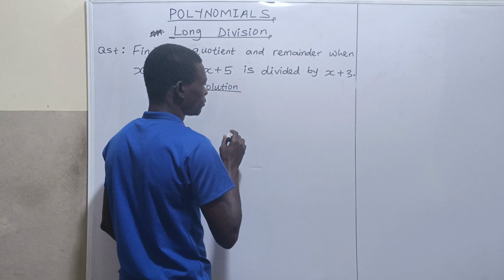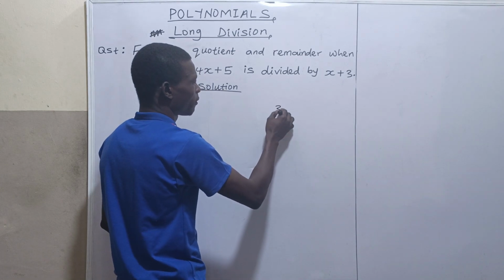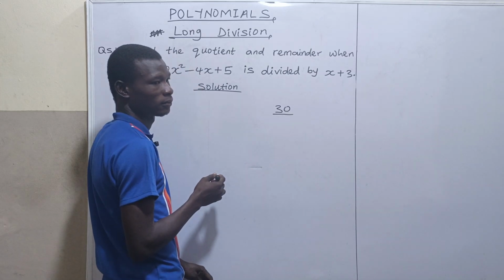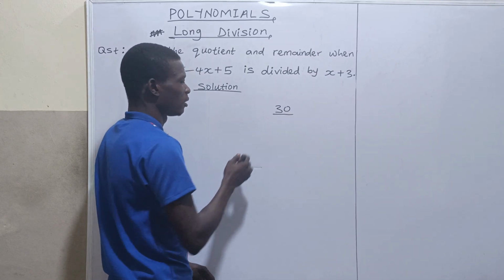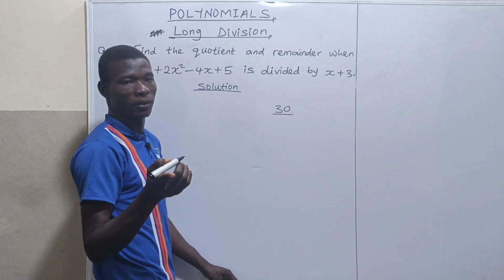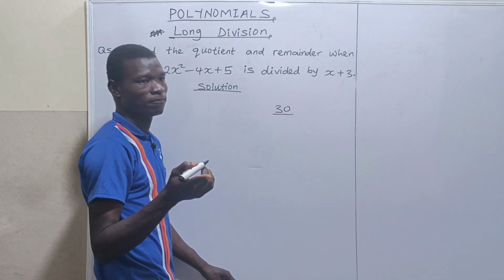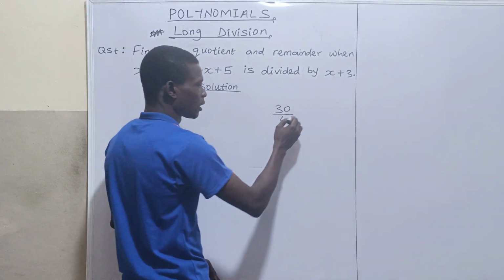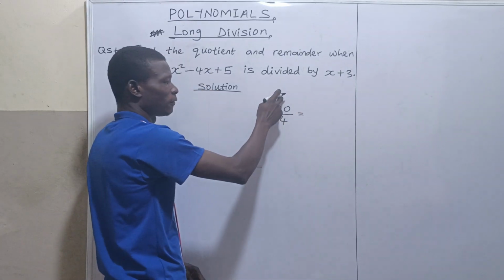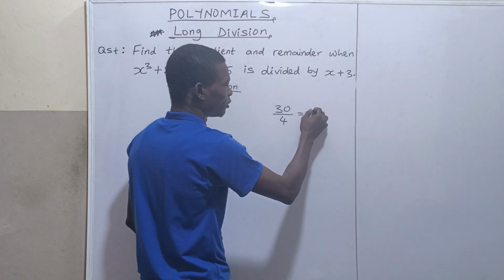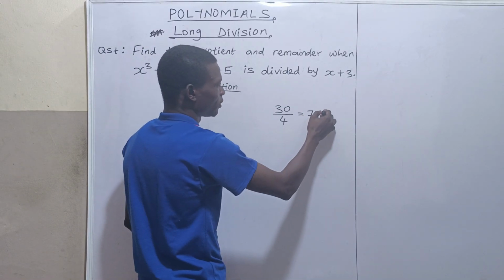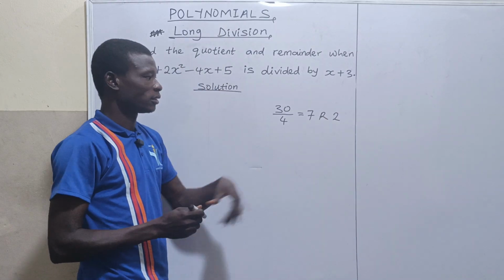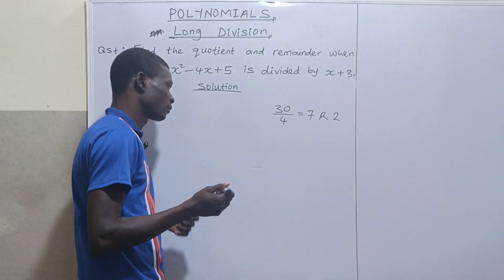Look at it again. You have 30 and it's to be divided by, let's say, 4. How many times can 4 go in 30? That's going to be 7 times, leaving a remainder of 2, because 7 times 4 is 28.